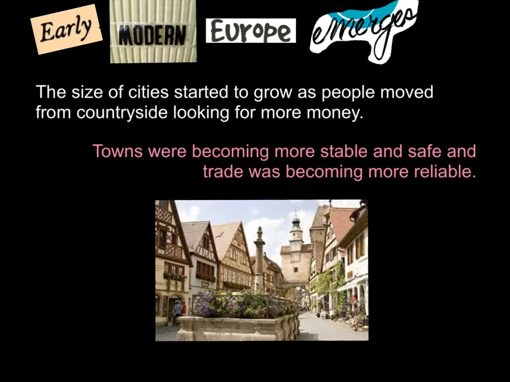Towns were becoming more stable and safe, and trade was becoming more reliable. One of the reasons why this will start to happen is because of the Crusades. The Crusades actually brought about an interest in trading once again, whereas earlier it stopped because of that fear of being killed. So it's really all about the Crusades, which reignited that need to trade and to go to other places.